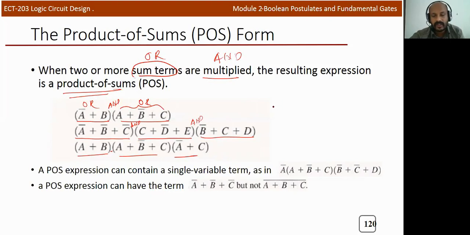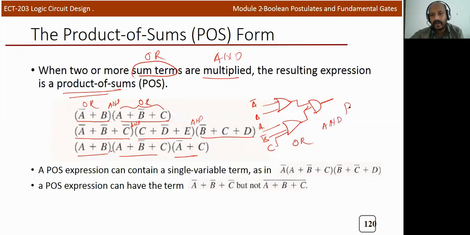We can draw this as a circuit. Initial step, we need an OR. So A bar, B, then the next term A, B bar, C. And we can combine all these by using an AND. So this is known as the first level we are using OR, second level we are using AND. This is known as the POS form, product of sum form.